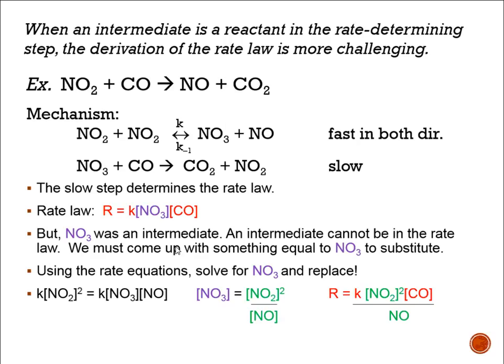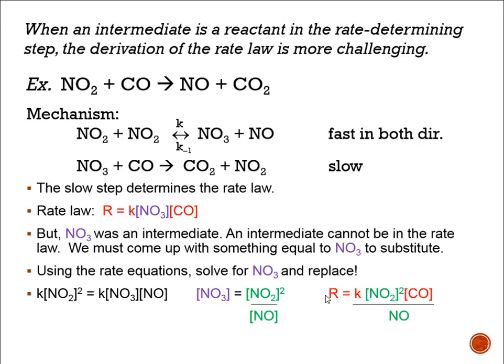We write a mechanism for each set equal to K, which allows us to cancel K and then solve for nitrogen trioxide, which gives us this expression here, nitrogen dioxide to the power of 2 divided by nitrogen monoxide. We simply take that original rate law, where we have nitrogen trioxide in purple, and replace this piece that we determined was equal to it into the rate law.